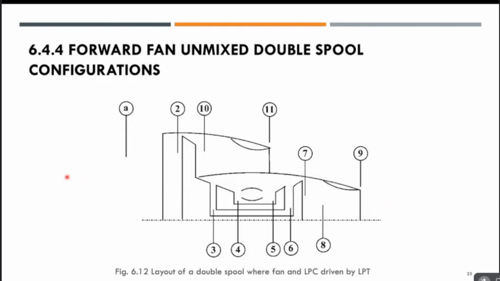For the cold air flow, it goes to the fan, is bypassed, and then goes free into the jet. In a mixed configuration it would be mixed, but in this case it is unmixed, so it is not going back. The cold air and the hot air are separated.